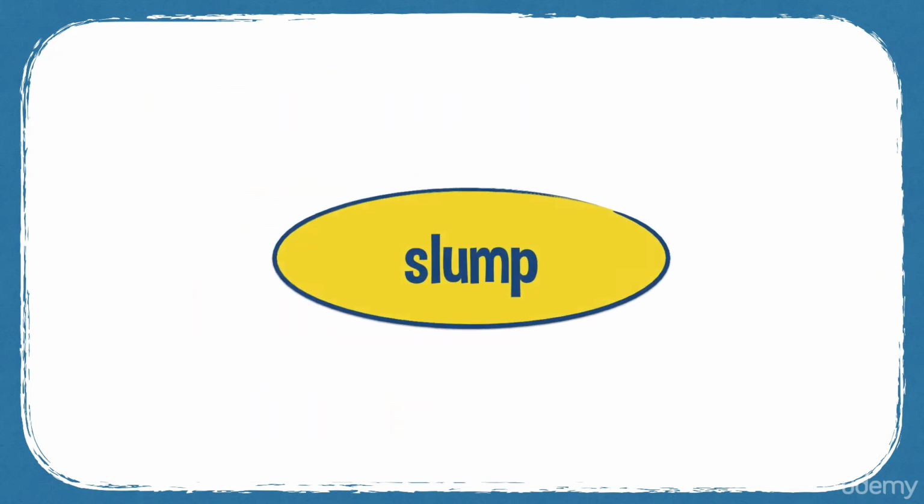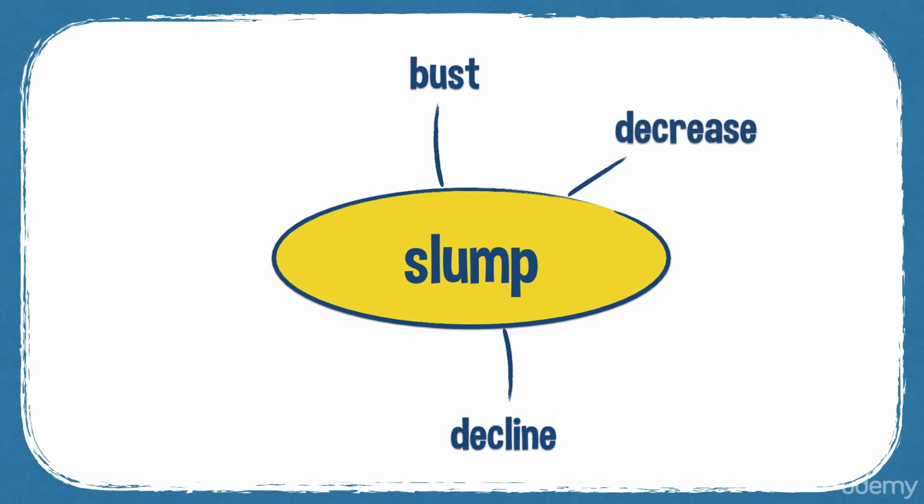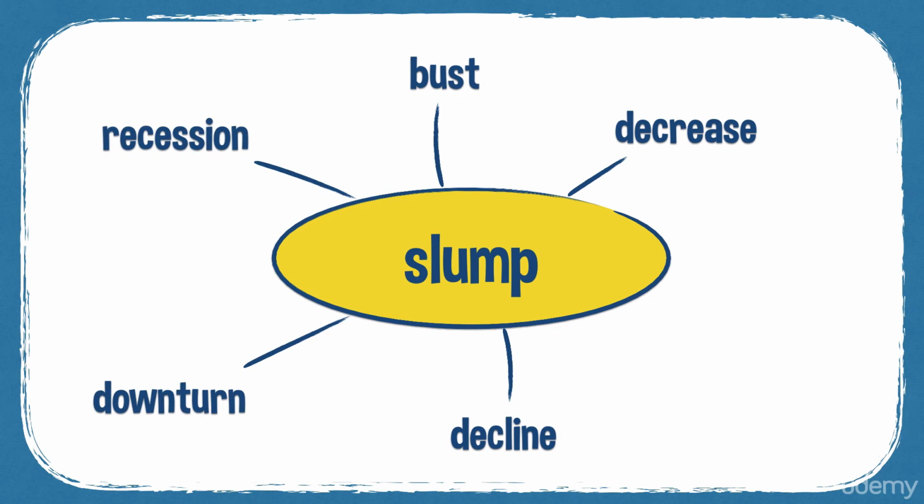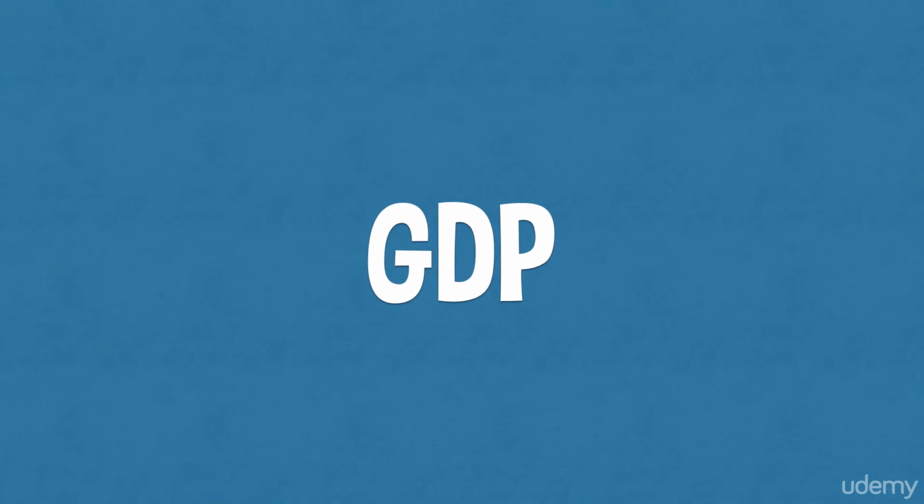Some synonyms for slump: bust, of course, decline, decrease, downturn, recession. A recession is when a country's economy doesn't grow for 3 quarters of the year. And when a recession is really bad and when there is no growth for years, we talk about a depression. So a depression is worse than a recession. A recession is pretty bad.